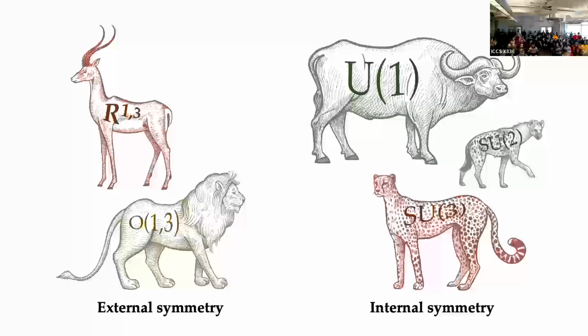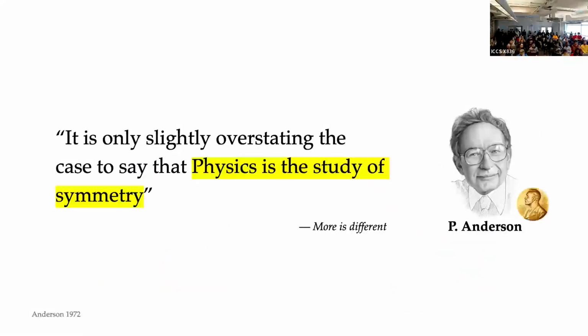So these are the different groups that we see. So physicists call external symmetries, right? So one kind of group gives rise to Minkowski geometry of space-time, or internal symmetries. So these are different symmetries from which different forces or interactions arise. And I think it was beautifully formulated, very laconically and to the point, by Philip Anderson, Nobel laureate in physics, that it's only slightly overstating to say that physics is the study of symmetry.